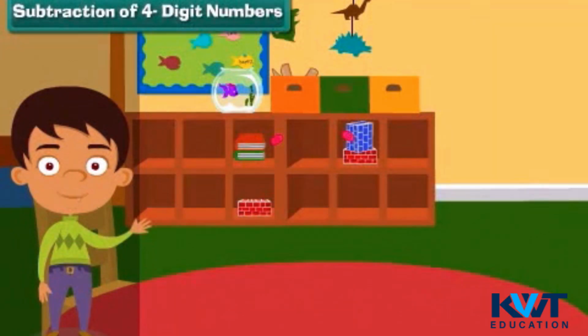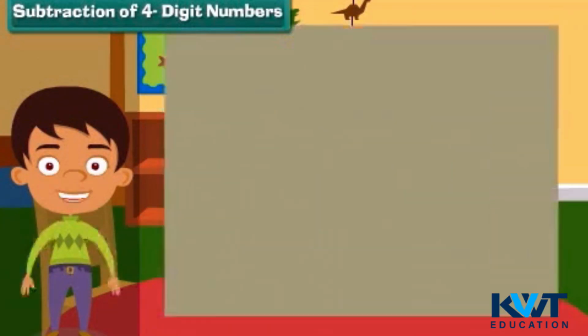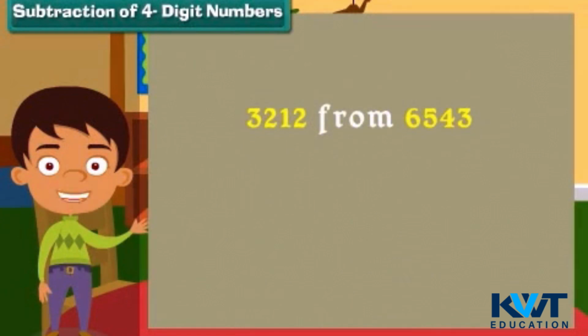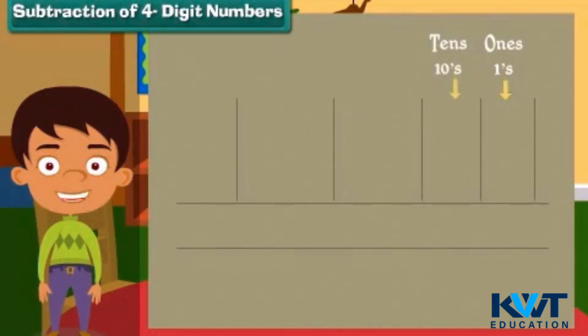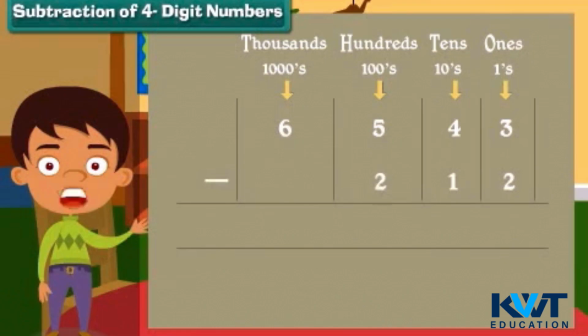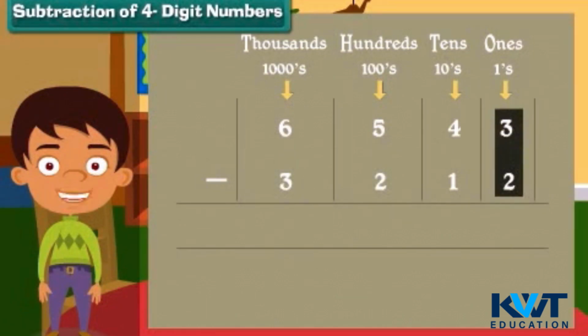Subtraction of 4-digit numbers. Friends, Ben has now moved to solve subtraction. Let us subtract 3212 from 6543. Write the numbers in the respective columns. We start subtraction from ones column. 3 minus 2 is equal to 1.